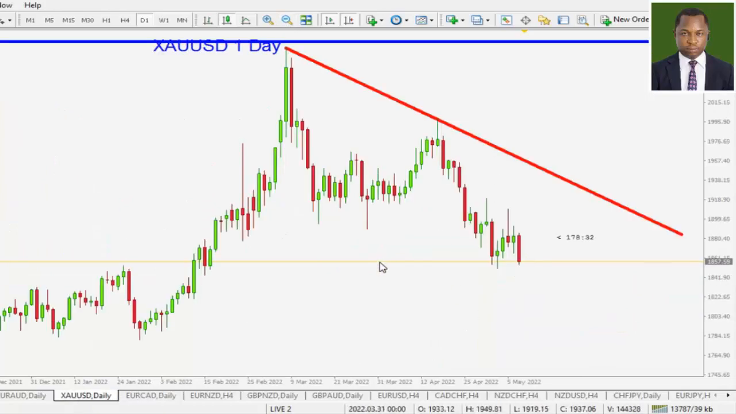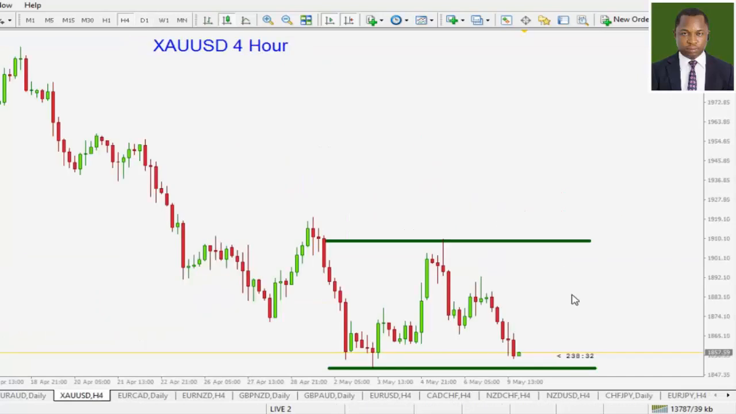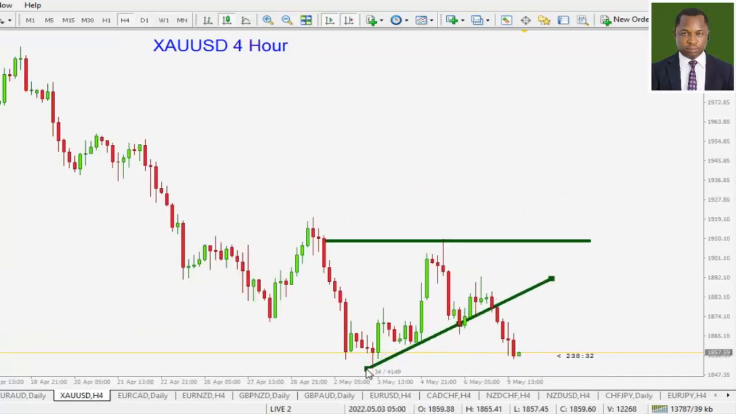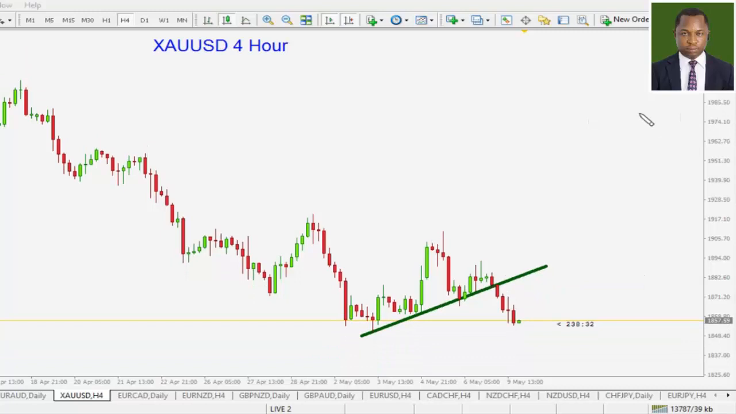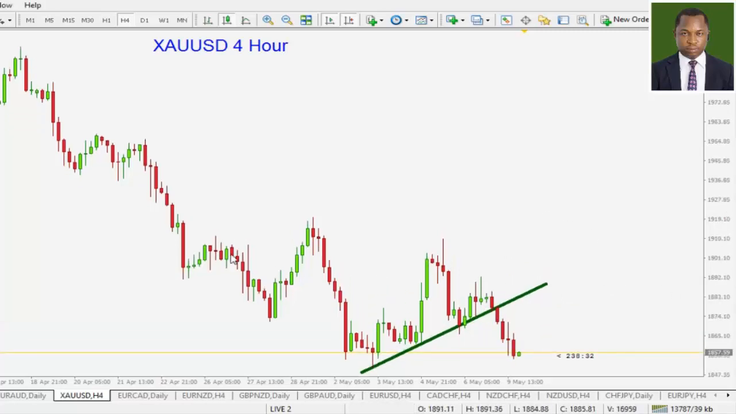Then the gold. We analyzed gold and we talked about this level here, this line. We were looking for a breakout and we talked about going short. You can see price has actually dropped down. That confirms that we were also analyzing in the right direction.